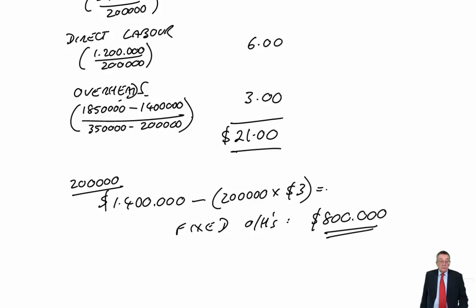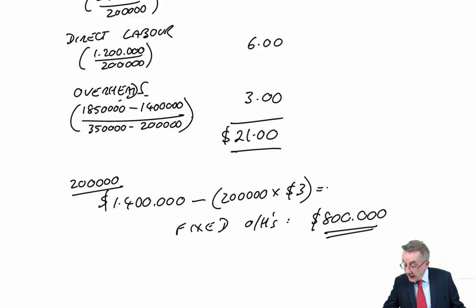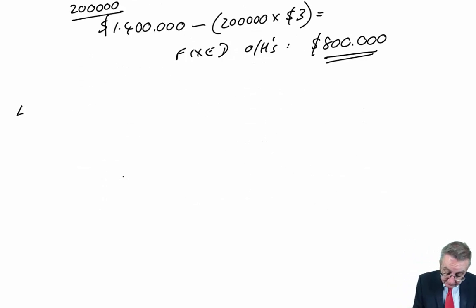I'm not going to check, but I can do it in my head. If you want to double check, look at 350,000. That total should be variable 350 at $3, 1.05 million, plus 800,000 fixed. It does indeed come to 1.85 million. So that's part A. What about part B?